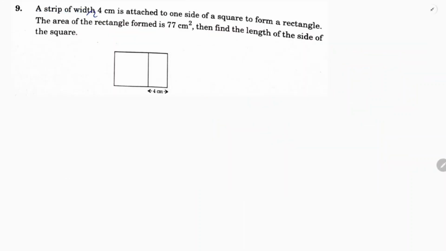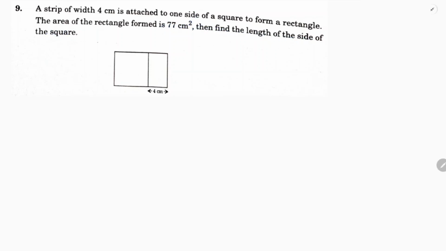A strip of width 4 centimeters is attached to one side of a square to form a rectangle. Here it is a square. A strip of 4 centimeters is attached to form a rectangle. The area of the rectangle is 77 centimeters square. Then find the length of the side of the square.